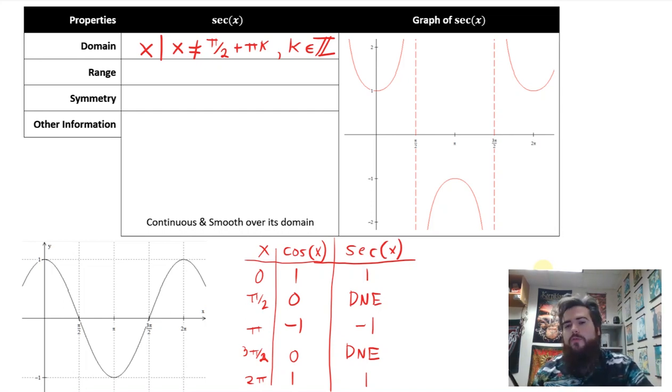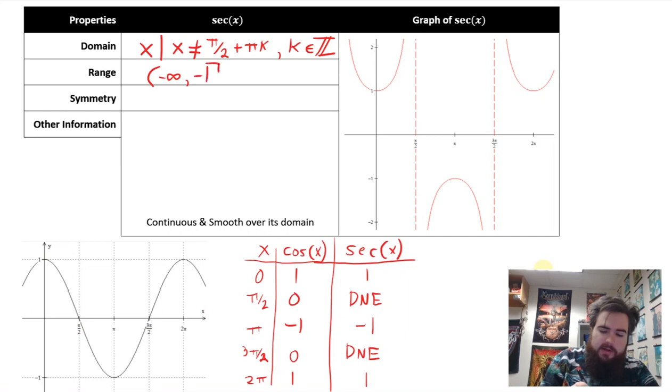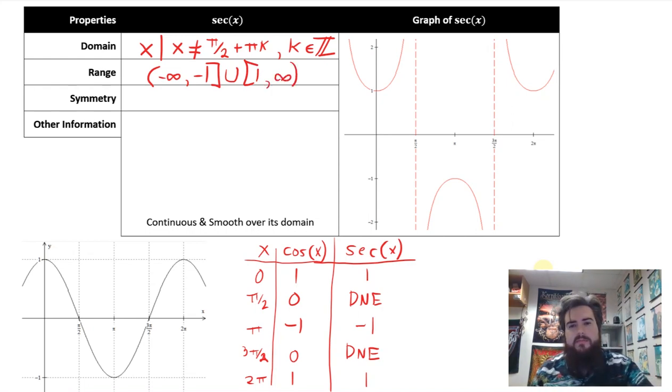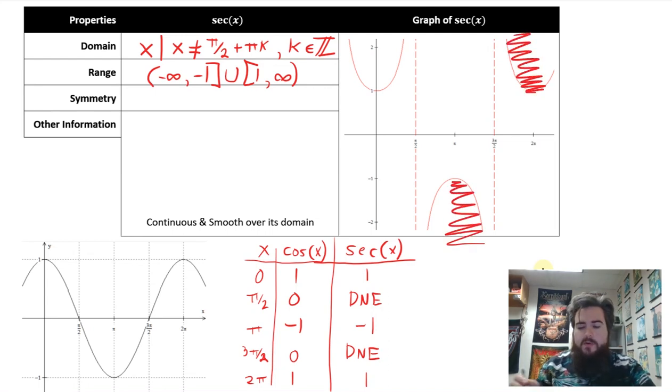The range, though, for secant is going to be the same as it was for cosecant. This also has a range of -infinity to -1, -1 being inclusive, union with 1 inclusive up to positive infinity. It includes all negative ratios up to -1 and all positive ratios from +1 and up.